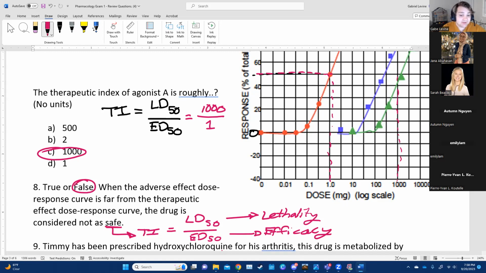So it is true, however, that if the lethality index and the effective index are further from each other, you have a safer drug. So the wider the gap between these, the better. The safer the drug.